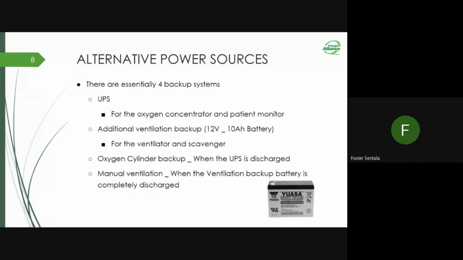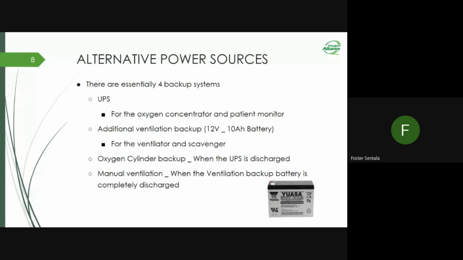we have outlined some of the other power source alternatives. So in cases whereby the UPS has been completely discharged, as well as in cases where there's power failure, the system also incorporates the use of a ventilation backup. So this backup is supplying 12 volts DC to specifically the ventilator as well as the scavenger unit.